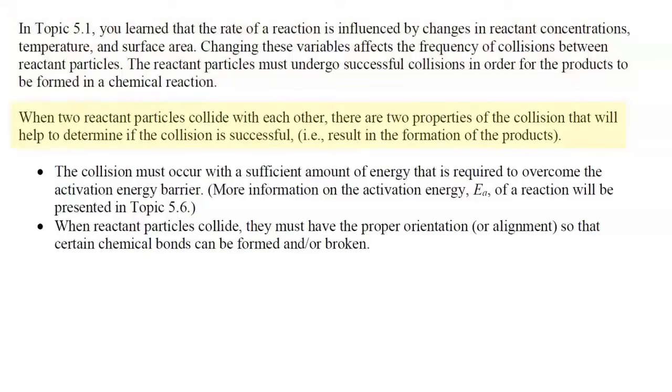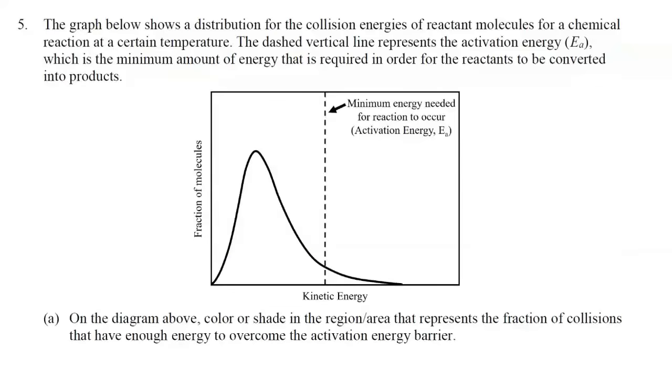When two reactant particles collide with each other, there are two properties of the collision that will help to determine if the collision is successful, that is, results in the formation of products. The collision must occur with a sufficient amount of energy that is required to overcome the activation energy barrier. More information on the activation energy of a reaction will be presented in topic 5.6. And when reactant particles collide, they must have the proper orientation or alignment so that certain chemical bonds can be formed and/or broken. So here is question 5 in your packet.